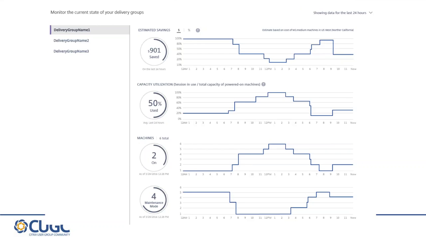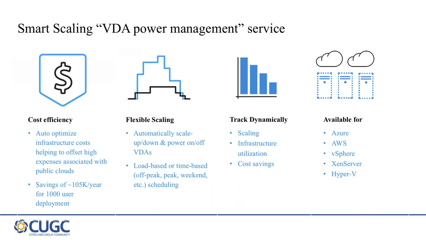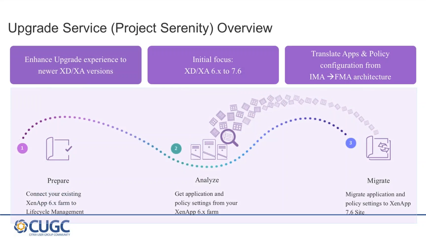We definitely want to talk about the other service. Do you want to talk about this one, Jerry? Oh yeah. I'm answering questions again in the chat window. So the upgrade servers, you might have seen this before. This has been talked about at Synergy in the past as well. But basically, this is a blueprint using Lifecycle Management to take your existing XenApp 6.x farm and migrate that to a newer version. It's going to walk you through the transition process to upgrade to newer versions of XenApp and XenDesktop.